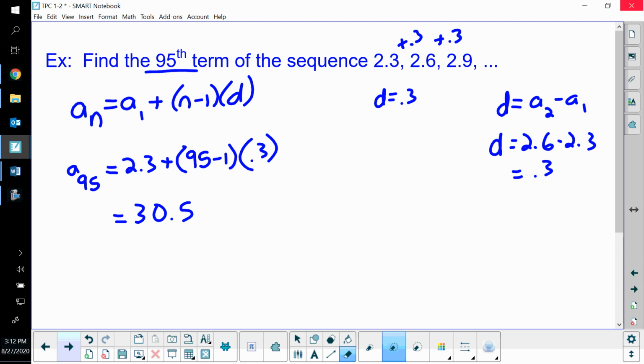Now always see if your answer is reasonable. Our three terms we have there are going up. So we know our answer has to be something bigger than 2.9. If you got an answer less than 2.9, you know that you did it wrong. We got something bigger than 2.9, so it seems like our answer could be reasonable.